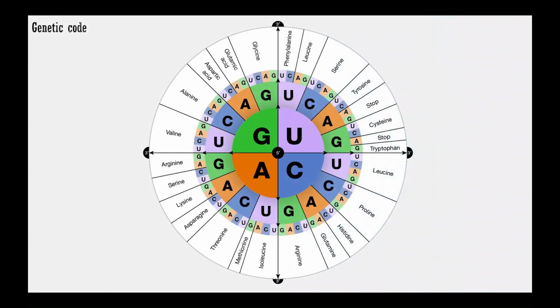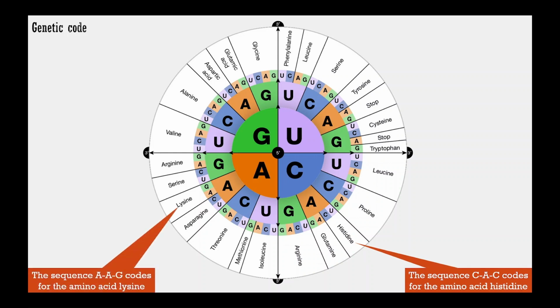The information content of a gene resides in its base sequence. In the genetic code, each base acts as a letter. Each 3 base sequence functions as a word, and each word codes for a specific amino acid. For example, the sequence cytosine-adenine-cytosine codes for the amino acid histidine, while adenine-guanine codes for lysine, and so on.